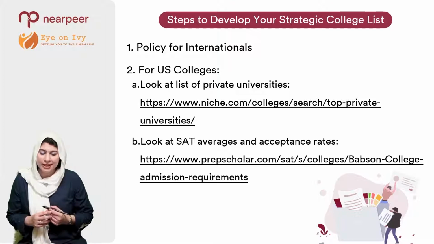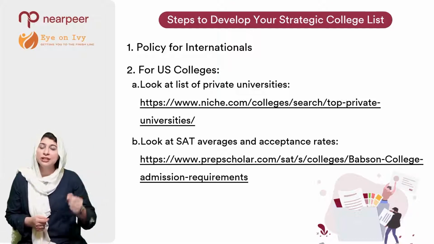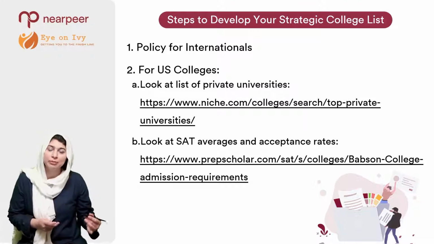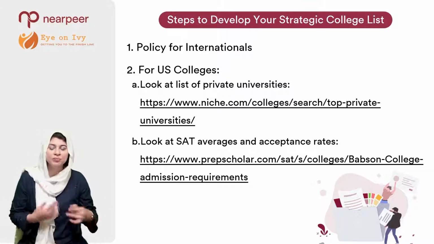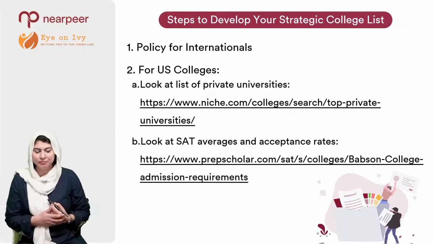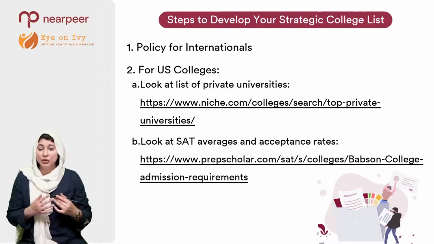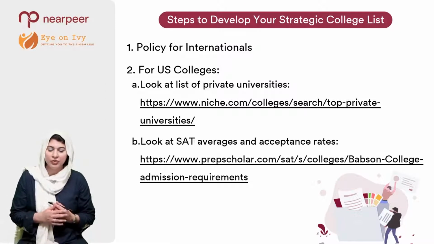A good website is niche.com, and you can once again filter results by your area of academic passion. So you can filter it by economics, you can filter it by business, you can filter it by finance, and see what the results are coming up. Then you take that list, and once again I said you have to be realistic in how you are making your reach, target, and likely school list.